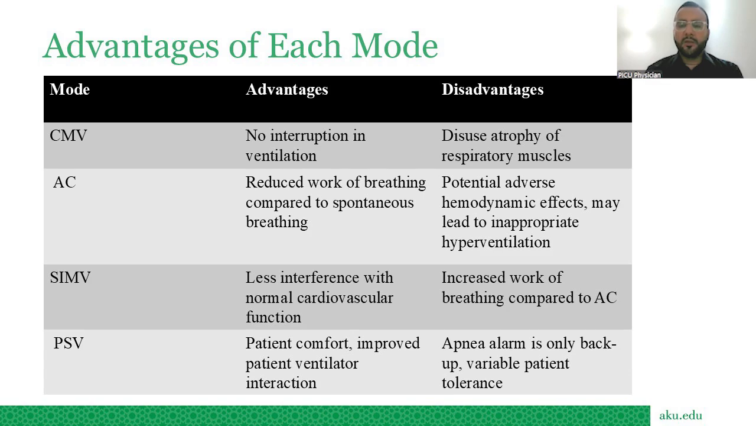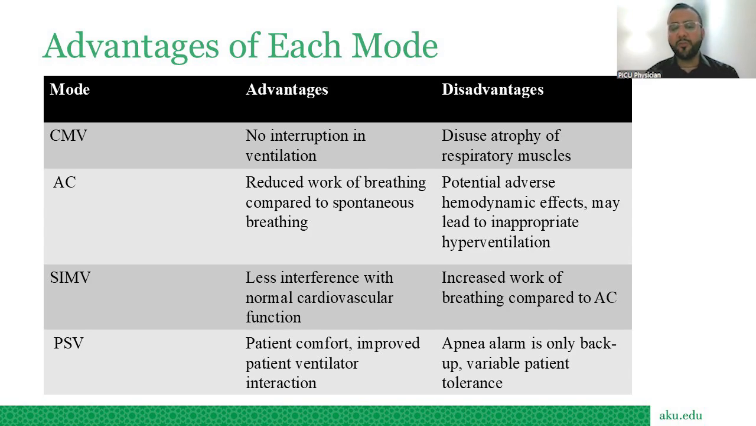Coming to the CMV mode, controlled mechanical ventilation, this mode has all breathing and all three mechanics controlled totally by the machine. The patient has no input in this mode. In CMV mode, everything is controlled by the machine. So the advantage is that there is no interruption in ventilation because the machine works perfectly. But the disadvantage is that because the patient cannot breathe and cannot use his or her muscles, there will be disuse atrophy of the respiratory muscles.